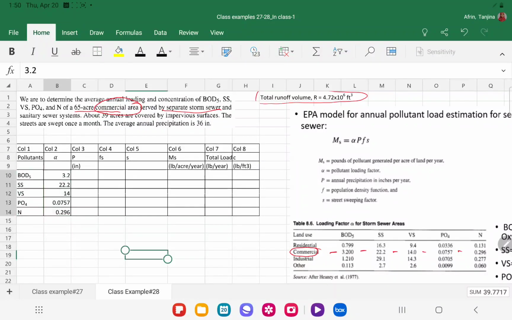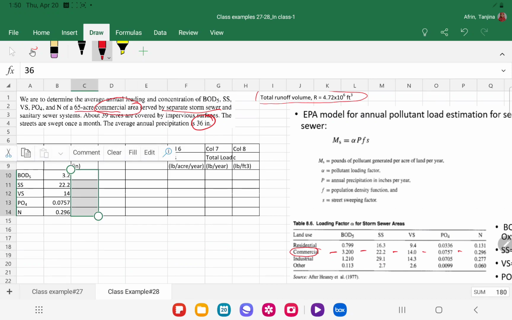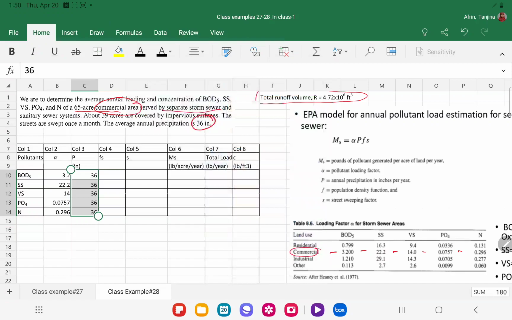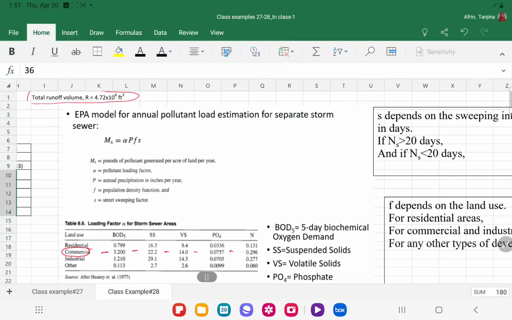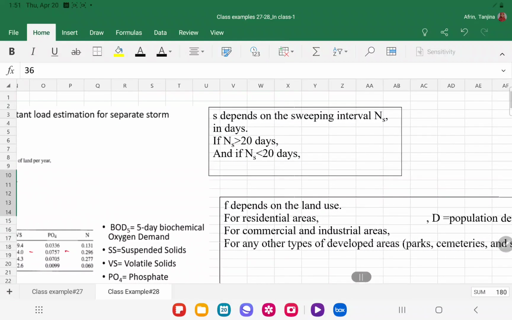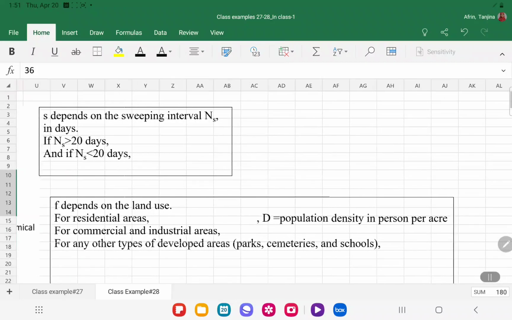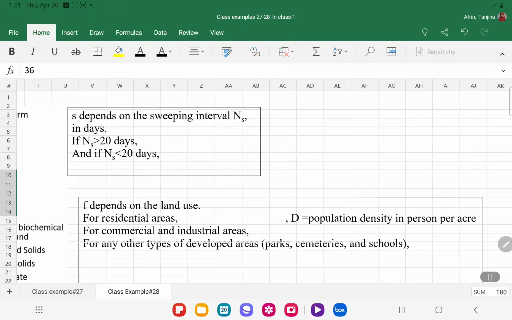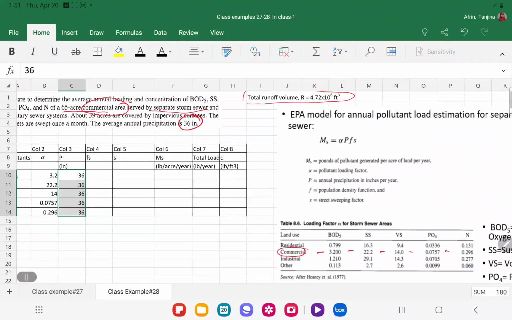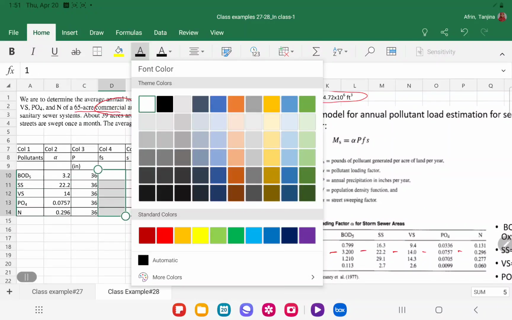That is the alpha you have. Now the P is annual precipitation in inches, which is 36 inches, which is good. Then the F and S. F is the population density function. Let's see if we have anything for the population density function. For commercial areas, the equation is missing here, but if you check your class note, you will see for commercial and industrial use, F is actually 1. So that's what we will do here.